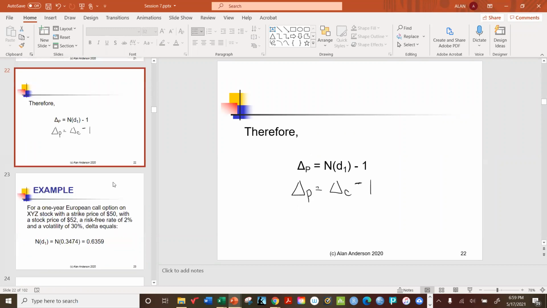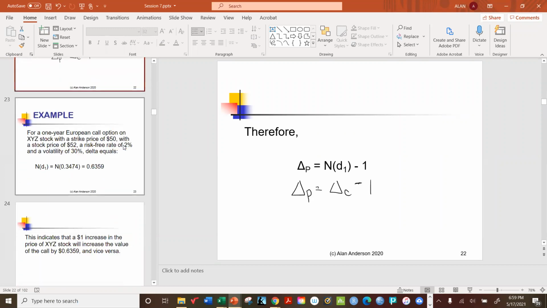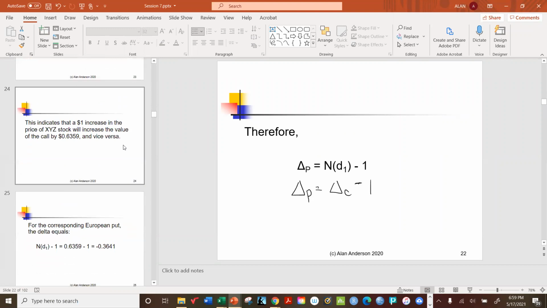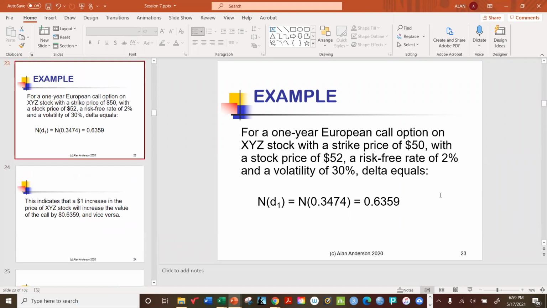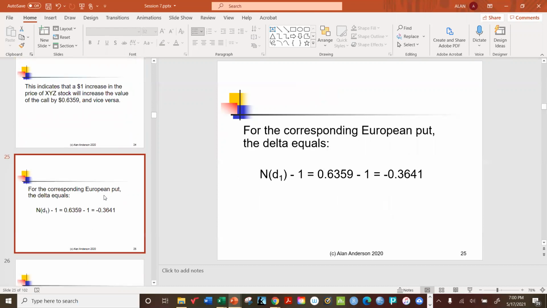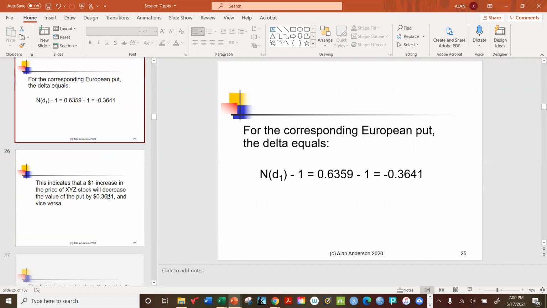Okay, so that's how they're related to each other. Again, this example we had earlier, we actually used this for the Black-Scholes model. We discovered that N(d1) was 0.6359. And so the equivalent European put, meaning that it has all the same features except that it's a put, would have a delta of that minus 1, which means negative 0.3641.